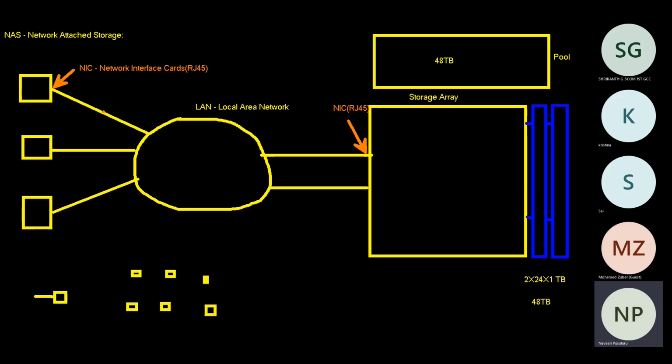And the cables, whatever we are using here, these are normal network cables. Technically, we'll call them either Cat5 or Cat6 cables. Same cables here as well. Here also we'll use the same kind of cables, Cat5 or Cat6 cables, to connect our storage array to local area network.